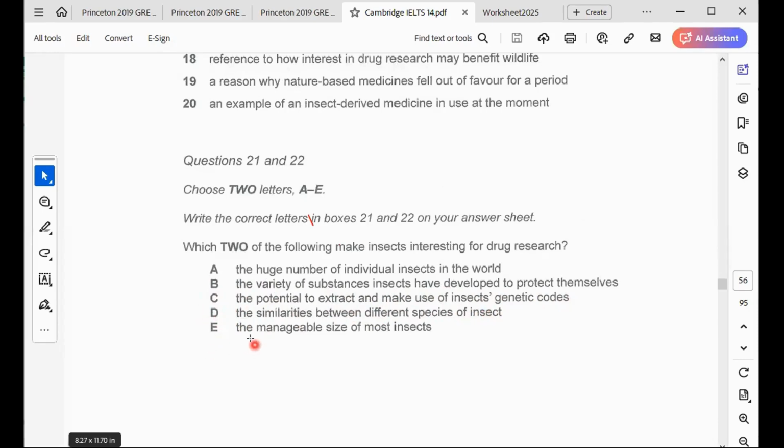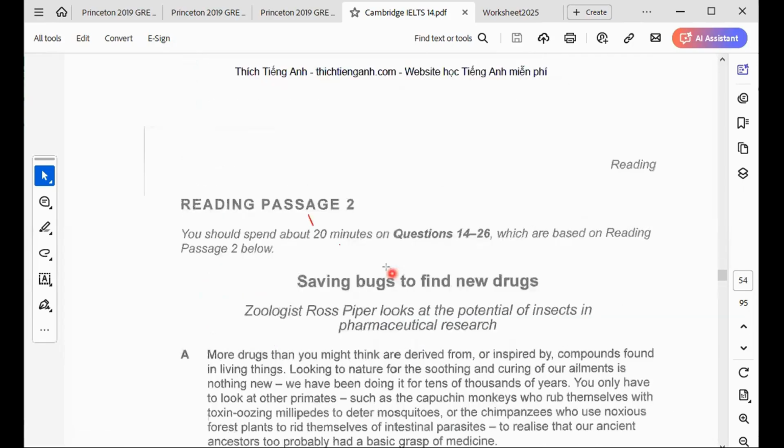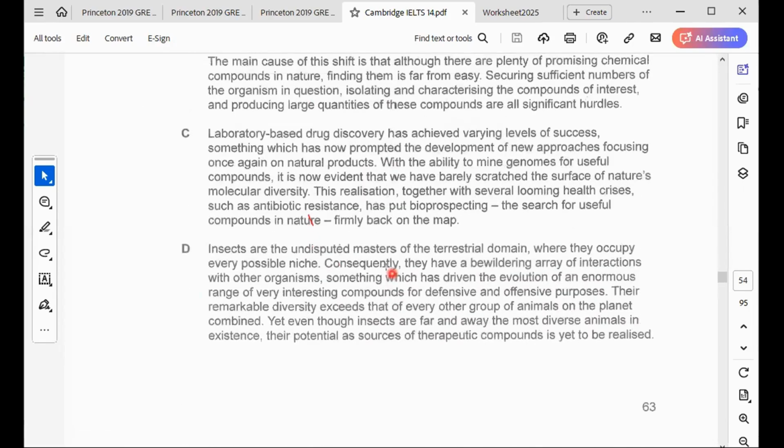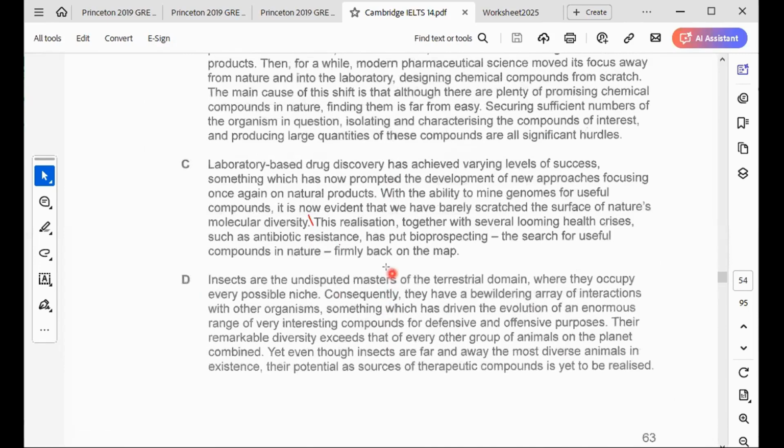No. Option D is out of it. The manageable, no, option E is out of it. My answer is going to be between A, B, and C. The huge number of individual insects in the world. Look at it. That A, let me see, A is supported by, let me see.